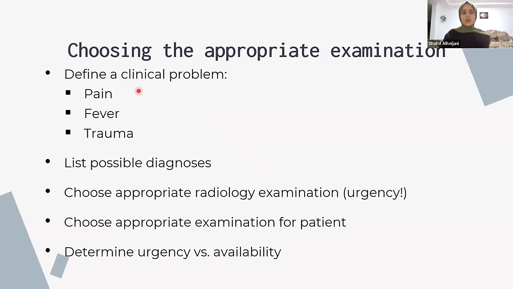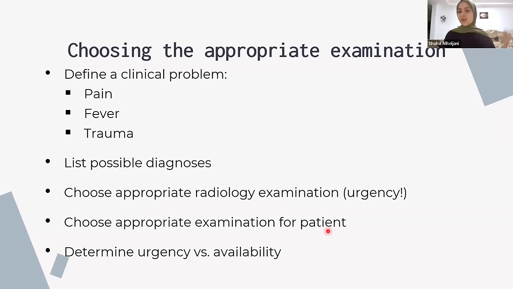This is just for examination. You'll first define the clinical problem, the patient presentation. They have pain, fever, or trauma, because different presentations require different interventions or different diagnostic modalities. Then you list the possible diagnoses, and then you choose the appropriate radiology examination. Sometimes, first you need to choose the appropriate examination for the patient himself. So if the patient is pregnant, for example, you won't go for X-ray, you won't go for CT. You think of MRI, you think of ultrasound, you think of other options. Meanwhile, say a 20-year-old presents with a wrist fracture. What do you do? You just need an X-ray, and only for the hand.